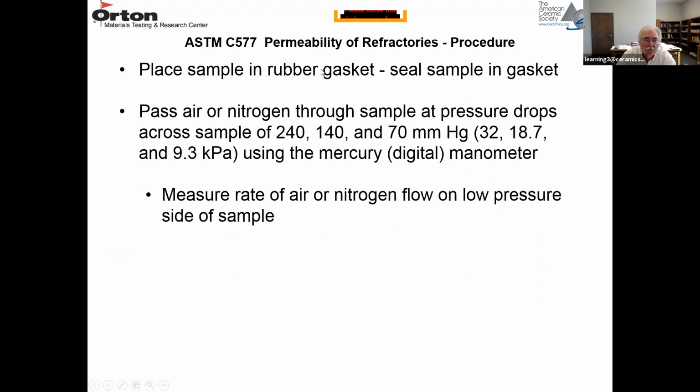So to run this test, you place the sample in the rubber gasket, seal the sample in the gasket, and pass air and nitrogen through the sample, and the test has you do this at different pressure drops. So 240, 140, or 70 millimeters of mercury, using a mercury manometer or the digital manometer. So at these different pressure drops, you measure the rate of air or nitrogen flow on the low pressure side of the sample.